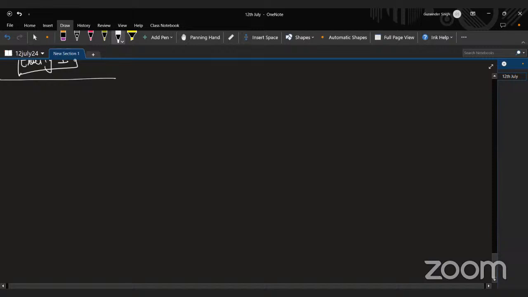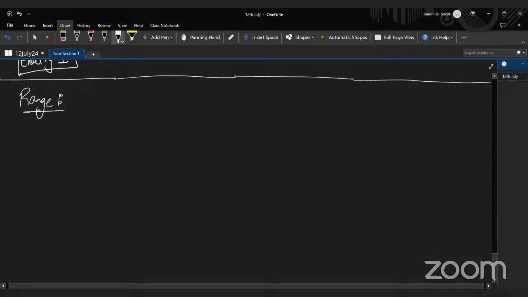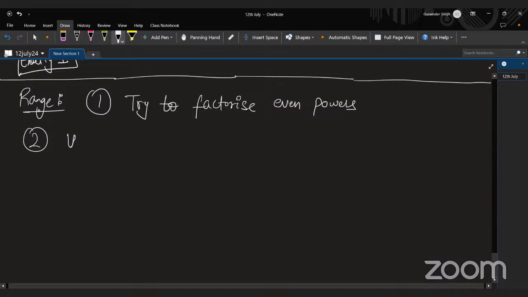Okay, so there are just two or three methods of finding range. First of all, try to factorize even powers. Second is, under any even root, take only the positive result.